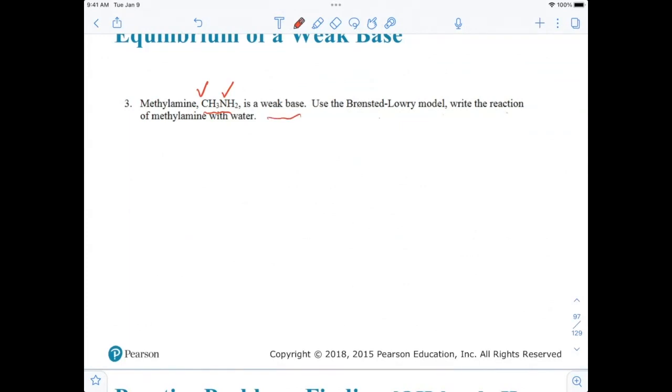Use Bronsted-Lowry model, write the reaction of methylamine with water. So this is, of course, CH3NH2, aqueous. Because it's Bronsted-Lowry, you have to have both reactants, right? You have to show the one that's taking the hydrogen ion and the one that's giving. Not like Arrhenius where you just write the strong base. This is a weak base, so you're doing Bronsted-Lowry, so you have to show both the giver of the proton and the taker of the proton. Okay, I'm writing it now.